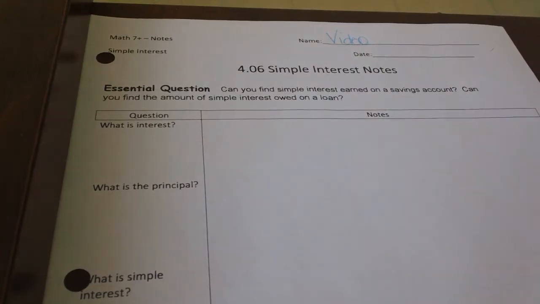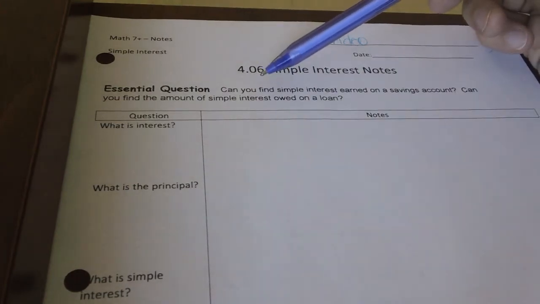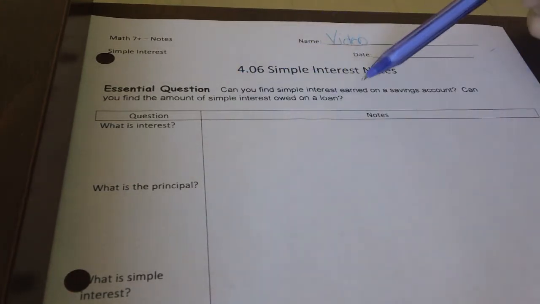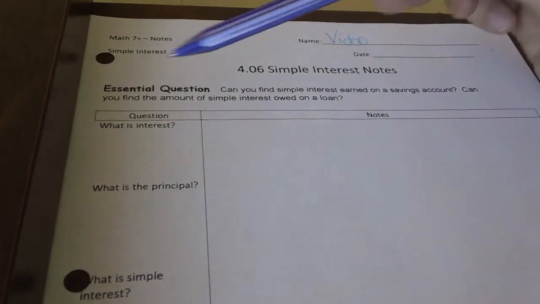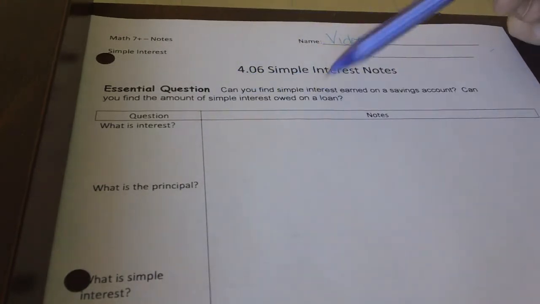Okay, 7th graders, today we're talking about simple interest, and your essential questions are, can you find simple interest earned on a savings account, and can you find the amount of simple interest owed on a loan?